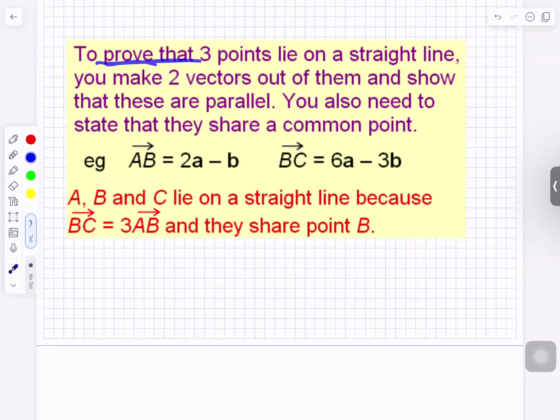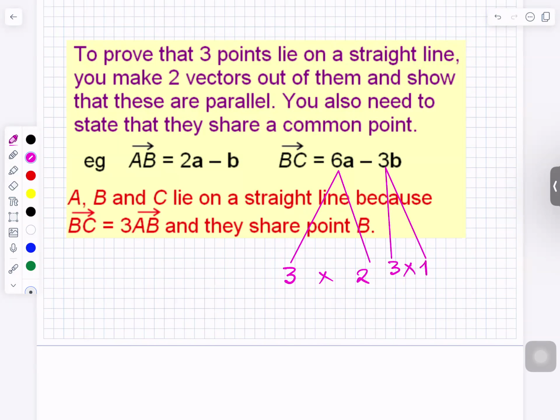To prove that 3 points lie on a straight line, you make 2 vectors out of them and show that these are parallel. You also need to state that they share a common point. So for example, if AB is equal to 2A minus B and BC is 6A minus 3B, you can split 6 as 3 times 2. And 3 is the same as 3 times 1.